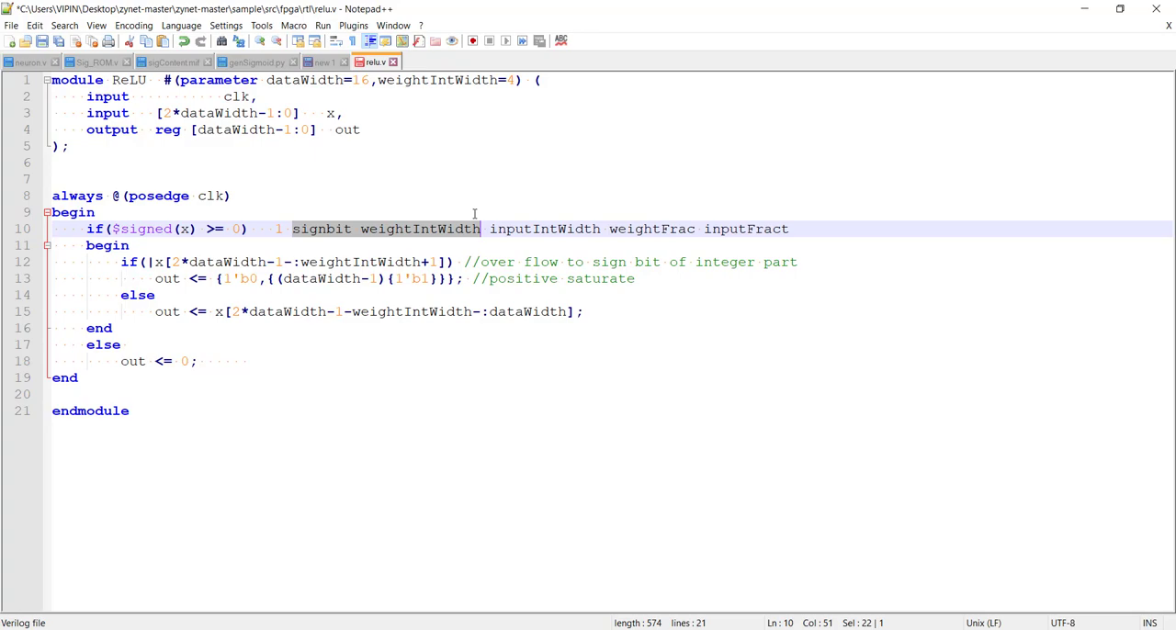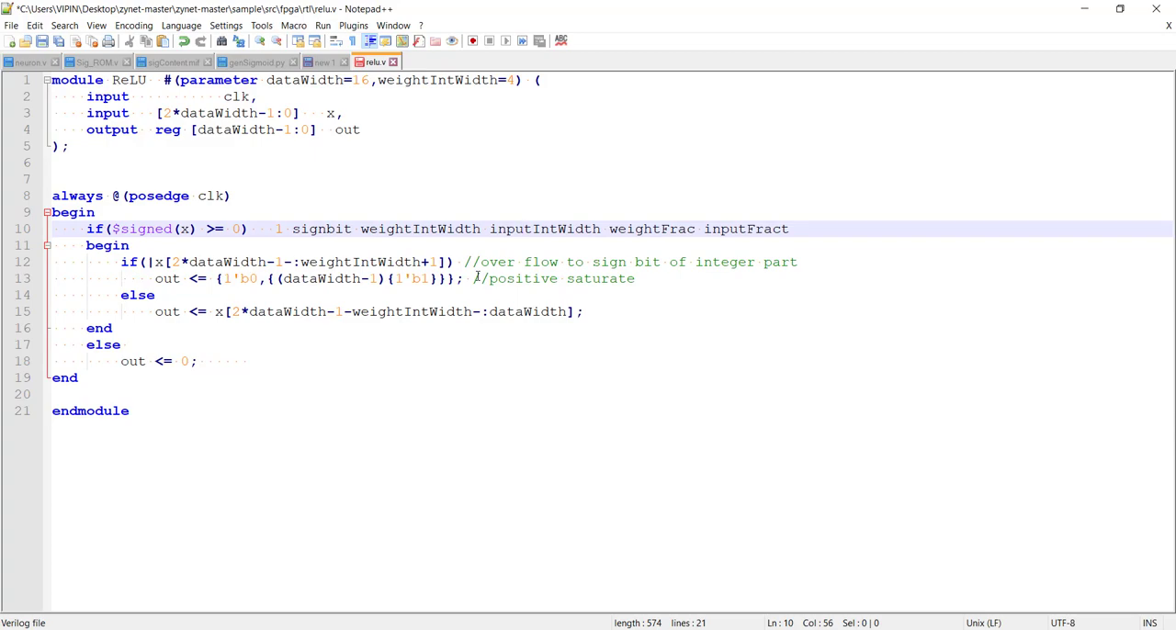That sign should again remain 0, because the output from ReLU should also be 0. So I am checking that many bits to see if any bit is 1. If any bit is 1, that means overflow has happened. Because of that, I am saturating my output to the maximum positive value. So the maximum positive value will be sign bit 0 and all the remaining bits 1.